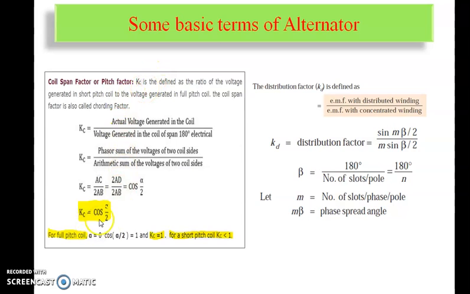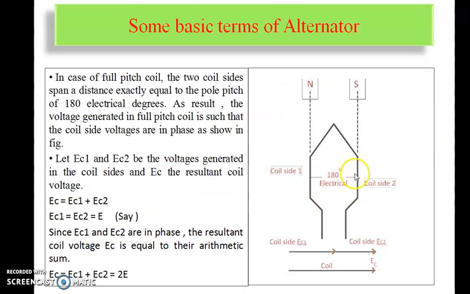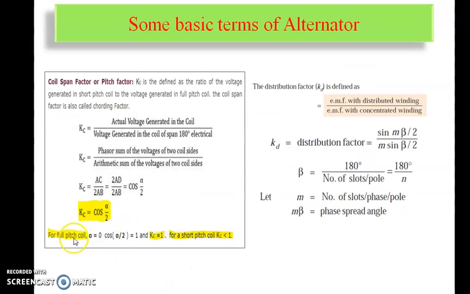Okay, so Kc equals cos of alpha by 2. Alpha is nothing but the coil span angle. For a full pitch coil, alpha equals 0, as we have seen here. So for a full pitch coil, alpha equals 0, so cos 0 by 2 equals 1. Cos 0 is always the value 1, and hence Kc is 1. Okay, that means for a full pitch coil, the coil span factor Kc value is always 1.